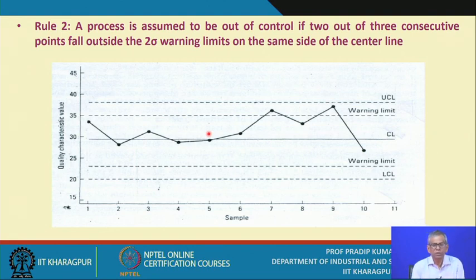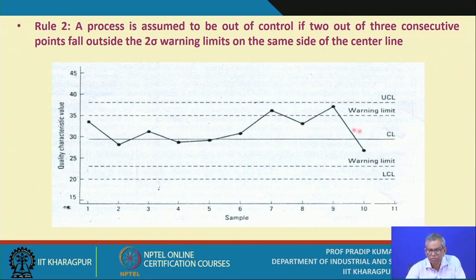Simple. Now what is rule 2? Rule 2: a process is assumed to be out of control if 2 out of 3 consecutive points fall outside the 2 sigma warning limits on the same side of the central line. Is it okay? What is a warning limit, we have already mentioned in the previous lecture sessions. By convention, warning limits are placed at plus minus 2 sigma from the central line. This is a warning limit, and this is also a warning limit on the other side of the central line. The distance between the central line and the warning limit is plus 2 sigma on this side, and on the other side it is minus 2 sigma.